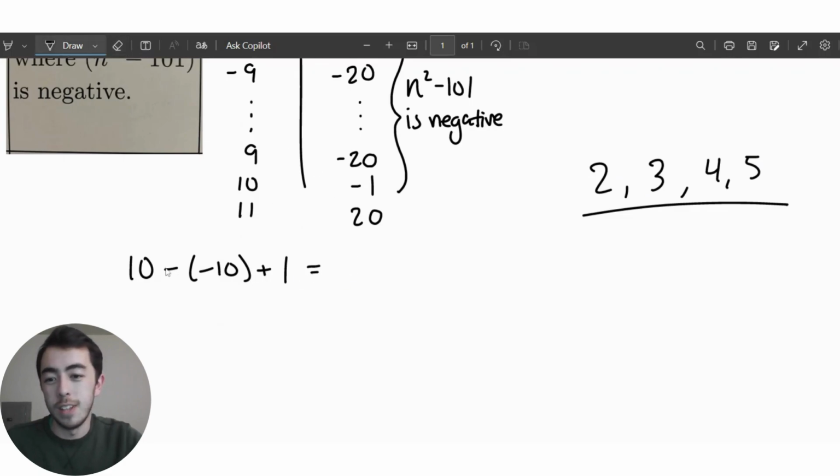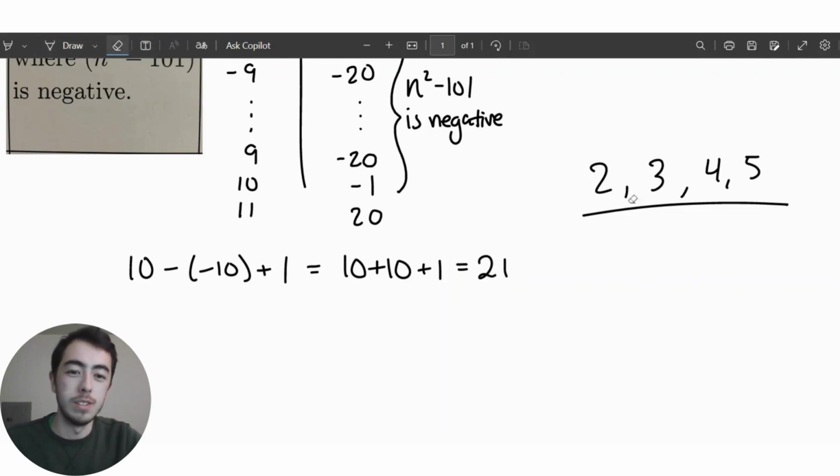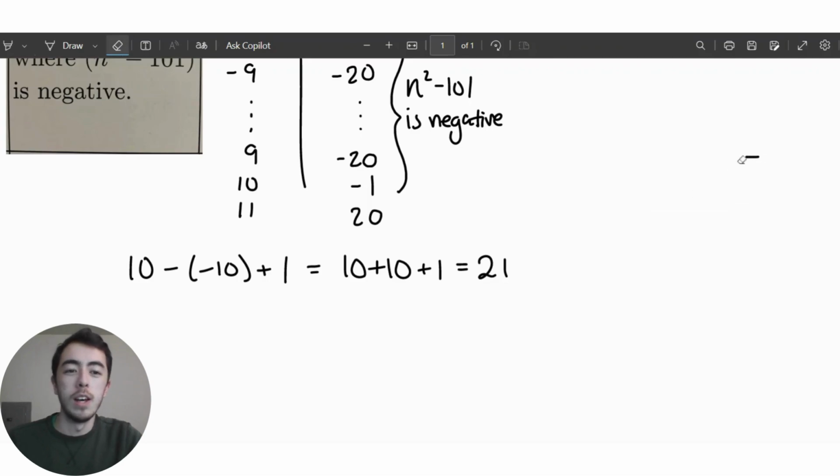All right, 10 minus a negative 10 is 20. Or in other words, if you minus a negative, it's kind of like adding. And then I can see that 20 plus 1 is 21. So pretty simple problem today. Thanks for coming along.